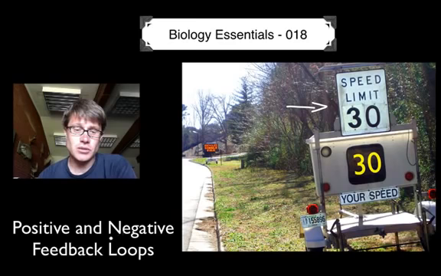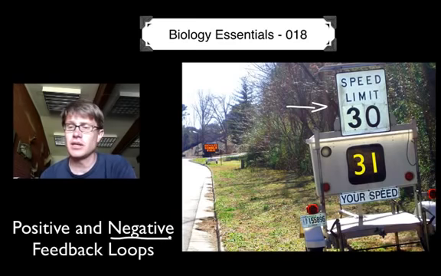Now, what I'm just showing you here is what's called a negative feedback loop. In other words, you'll dance around that point. You'll speed up, you'll slow down, and eventually you hit that point. So a negative feedback loop brings you closer to the target set point.